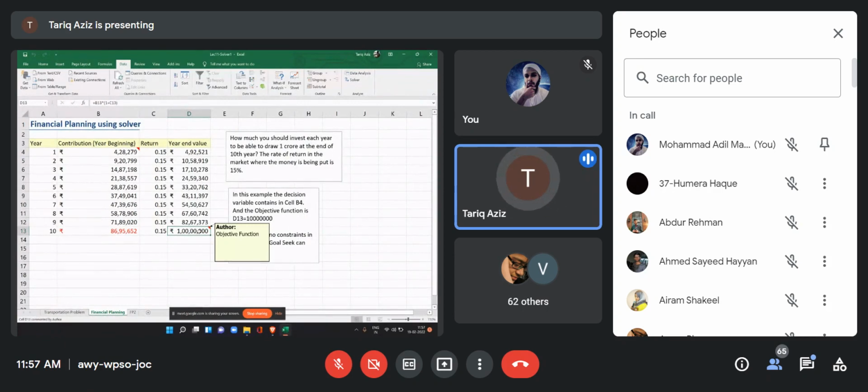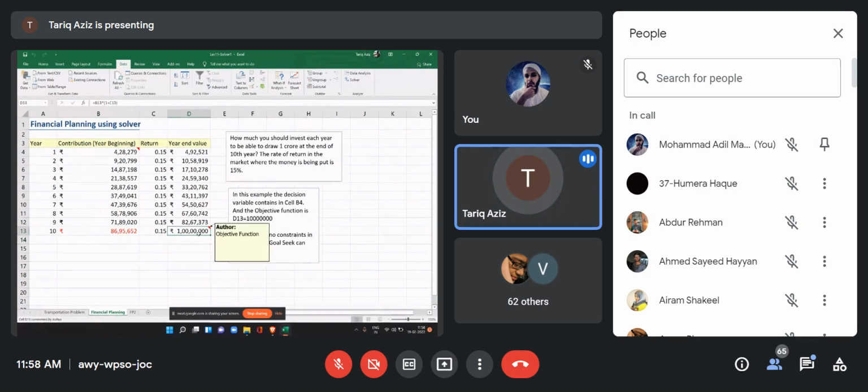Now the objective cell has been set equal to 1 crore. And the initial amount of investment is coming out to be 4,28,279. So we have to invest 4,28,279 rupees every year. And then at the end of the 10th year, our capital will become 1 crore.